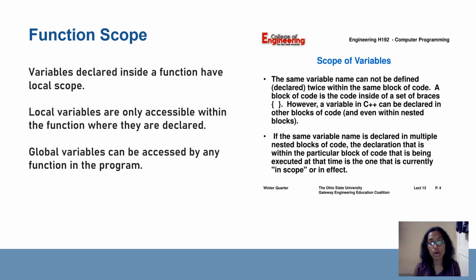So now let's know about function scope. Variables declared inside a function have a local scope. Local variables are only accessible within the function where they are declared. Global variables can be accessed by any function in the program.